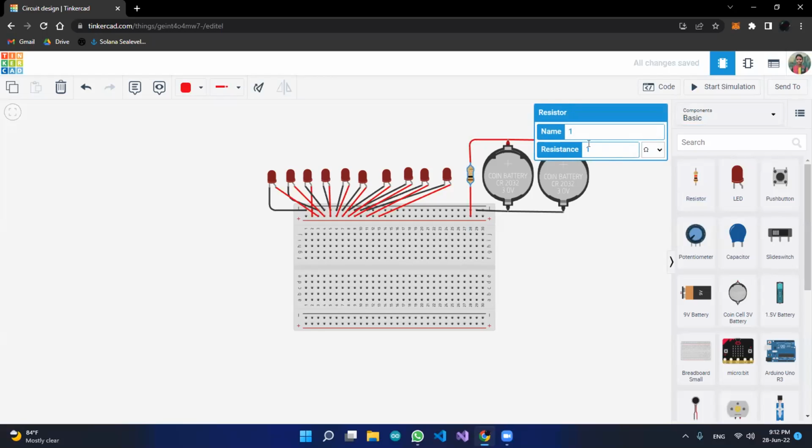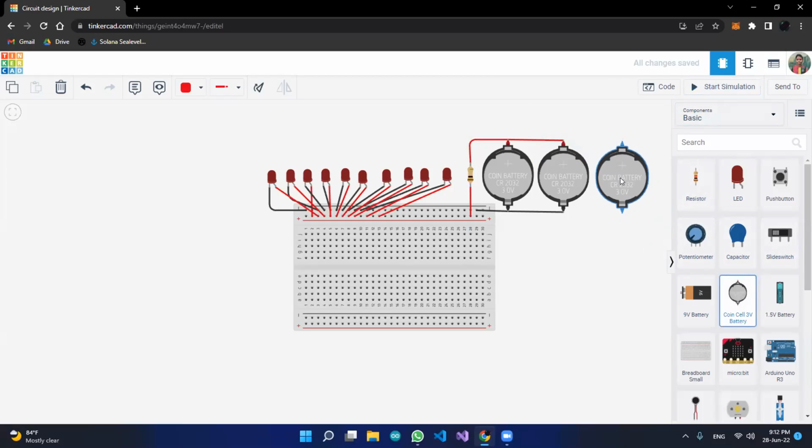Just put a small amount, okay, 1 ohm. Let's put 1 ohm and see. Then add another battery. Please add another battery. Then you can see adding 3 batteries will increase the voltage. Sorry, increase the amperage, not the voltage, because you are adding it in parallel.